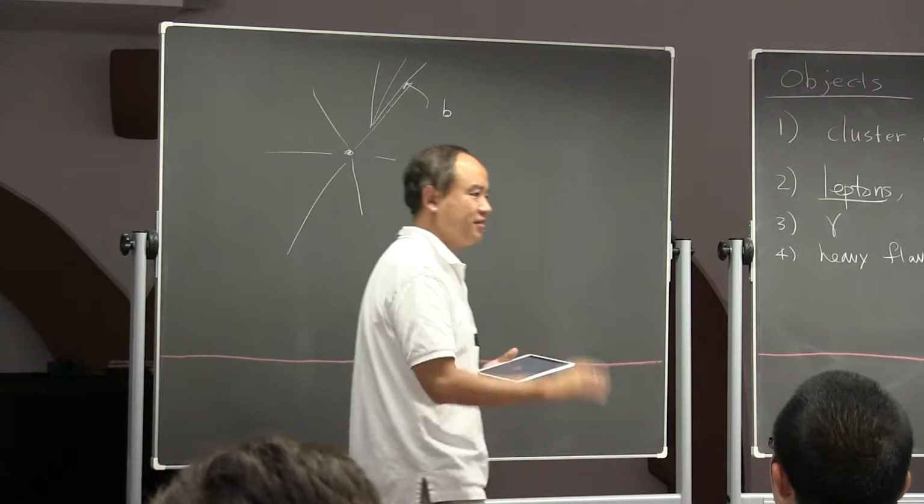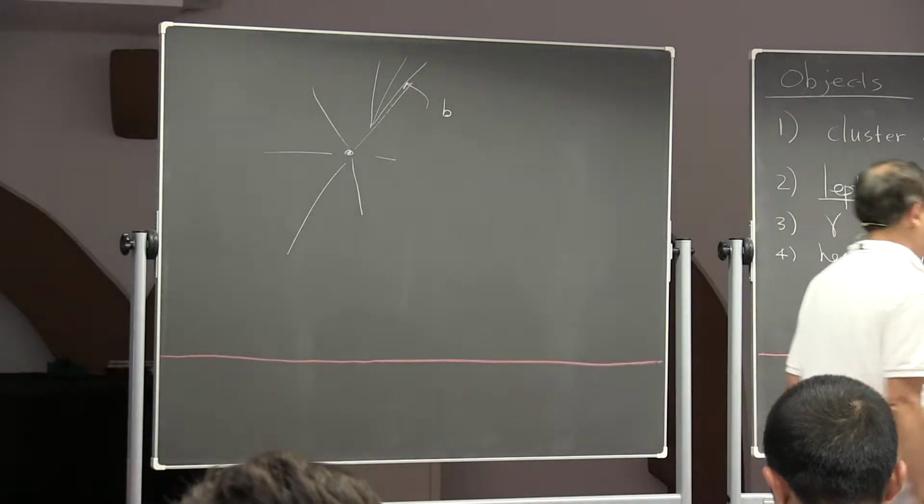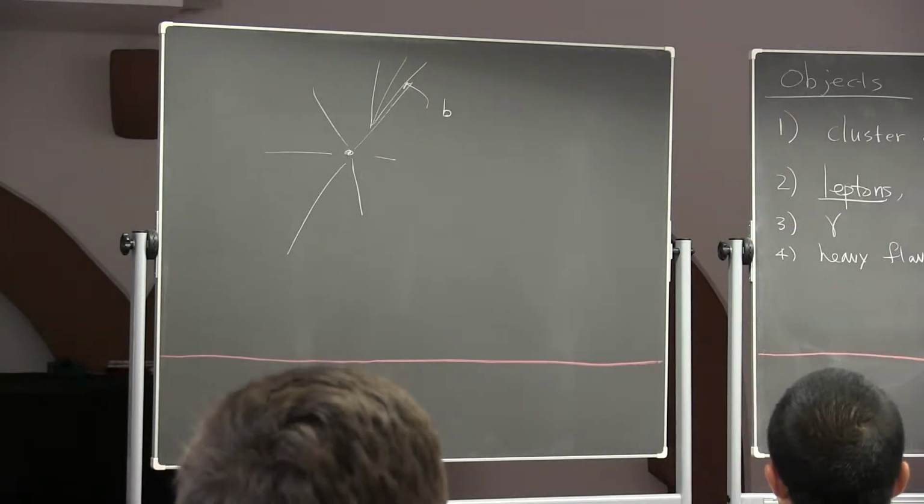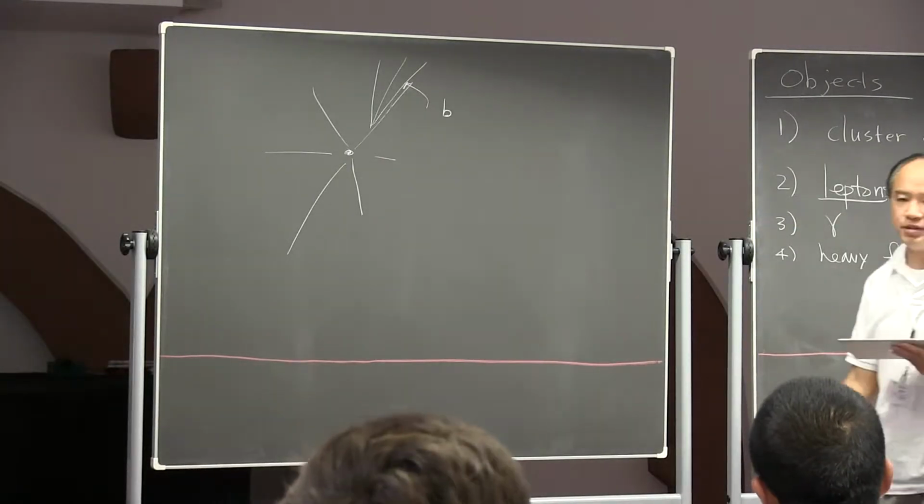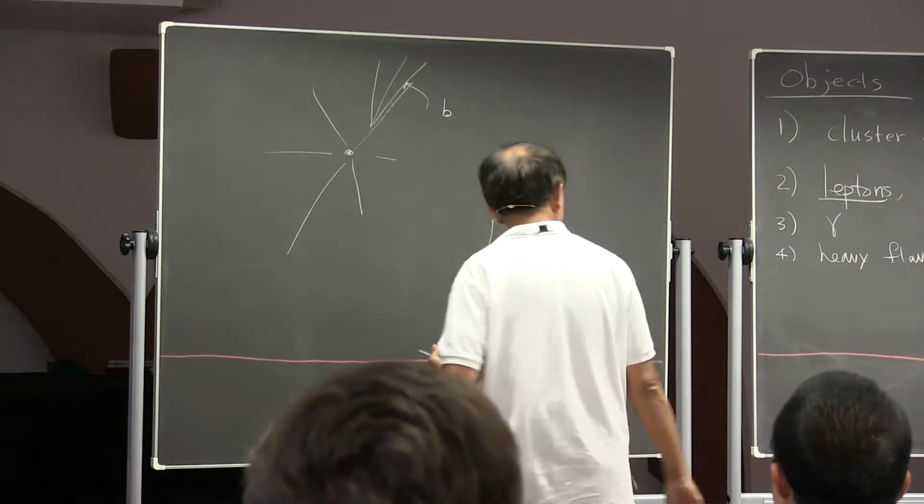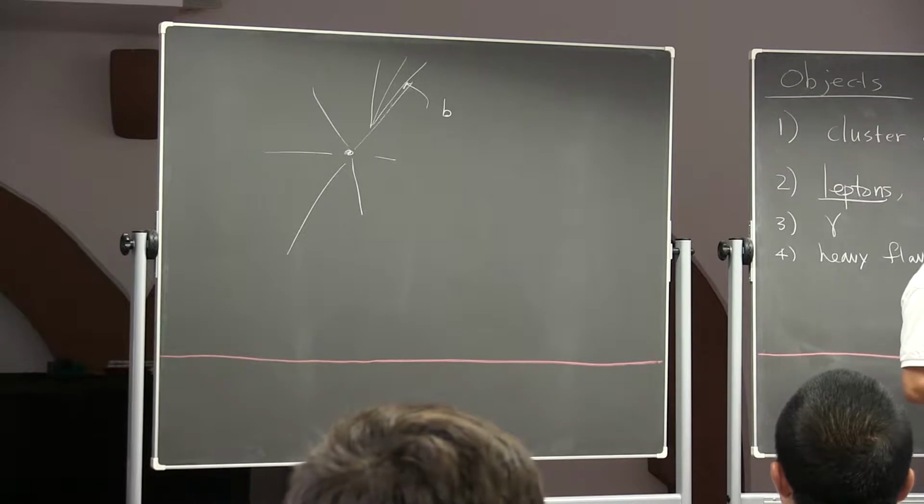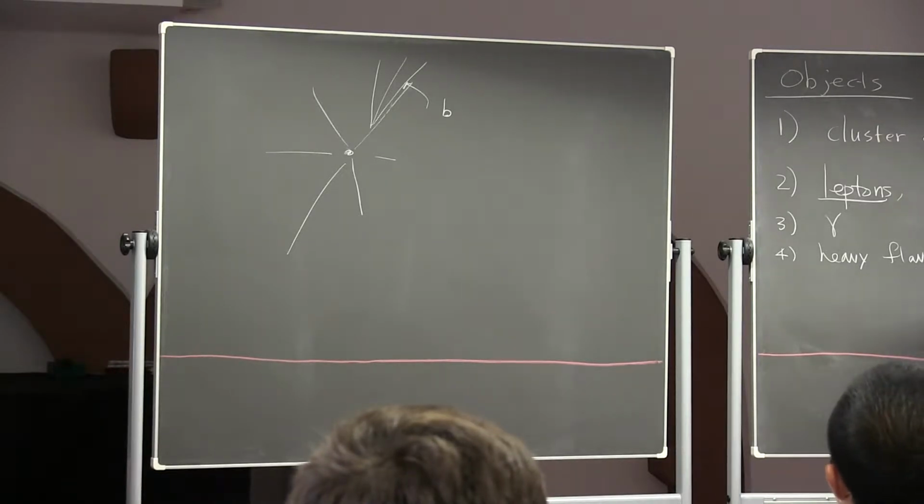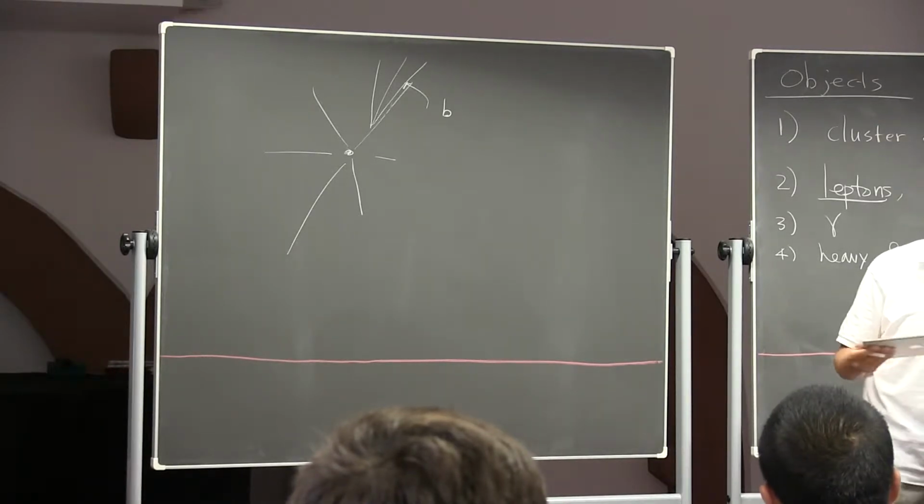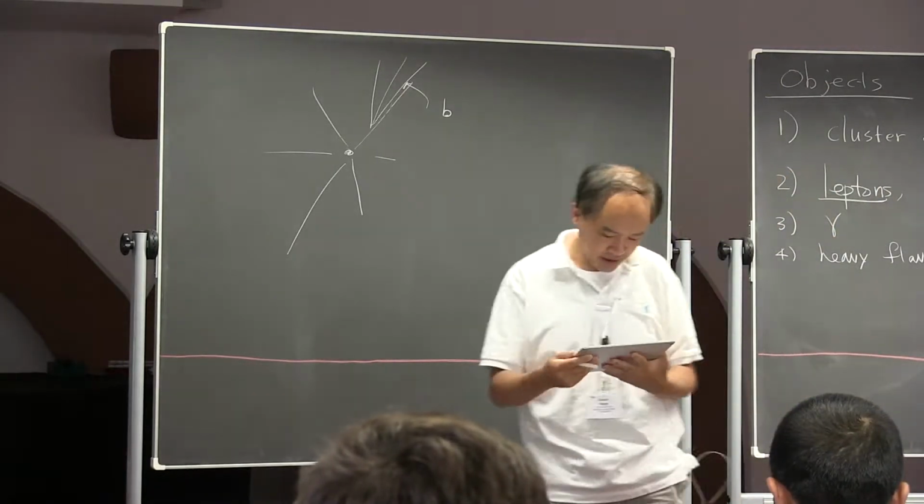Okay, but this is one of the ways to do it. So there's some efficiency of tagging a B, and there's also a chance that a random jet fakes it. Everything can fake everything else, but in this case, sometimes you can fake a B with a jet.